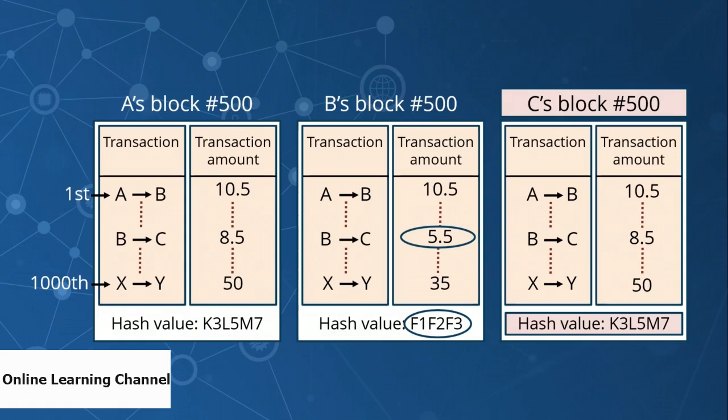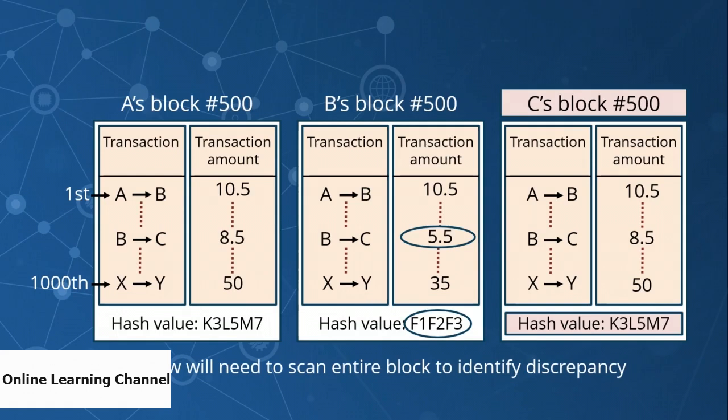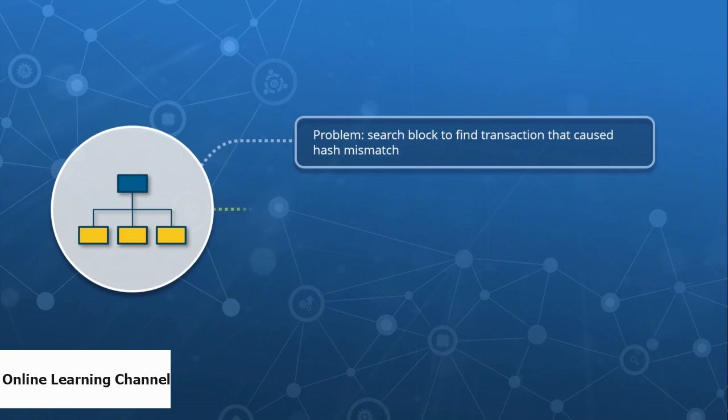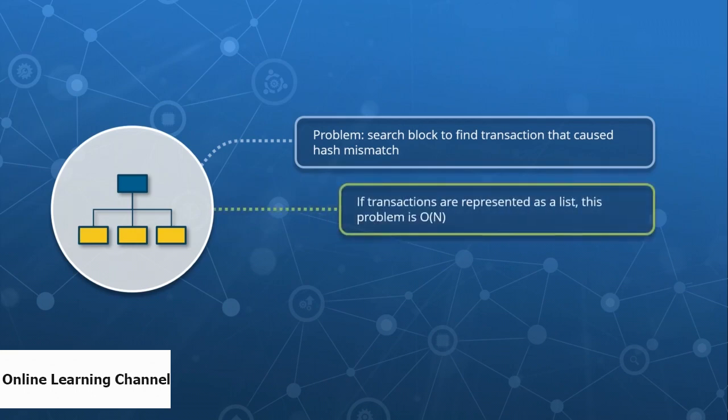Now, in order to identify the exact source of the mismatch, one will need to scan through the entire block. And while this is definitely more efficient than having to scan through the entire ledger if it hadn't been broken up into individual blocks, this is still something which leaves room for optimization. So a problem over here is to find a mismatched transaction in an ordered set of records. If these records are represented as a list, then this is a problem with the complexity of big O of n. That is, the time taken for the search is directly proportional to the number of records among which we need to conduct that search.